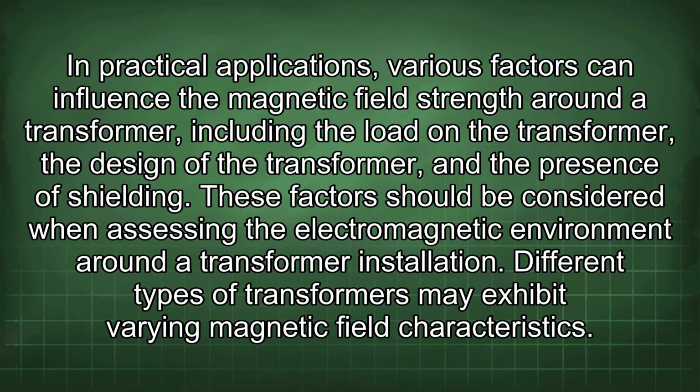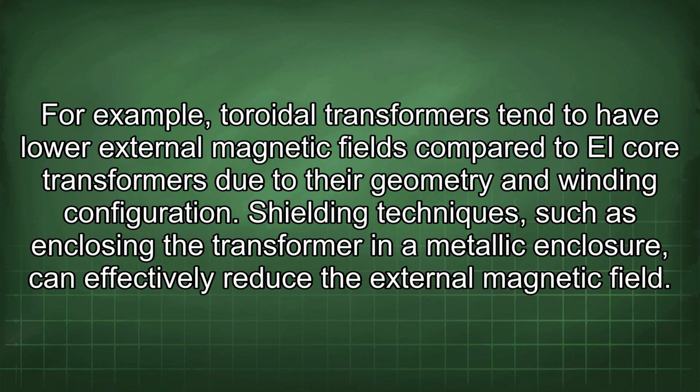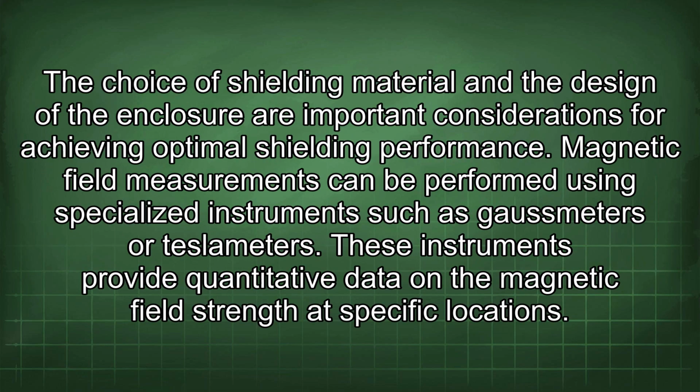Different types of transformers may exhibit varying magnetic field characteristics. For example, toroidal transformers tend to have lower external magnetic fields compared to EI core transformers due to their geometry and winding configuration. Shielding techniques, such as enclosing the transformer in a metallic enclosure, can effectively reduce the external magnetic field. The choice of shielding material and the design of the enclosure are important considerations for achieving optimal shielding performance.